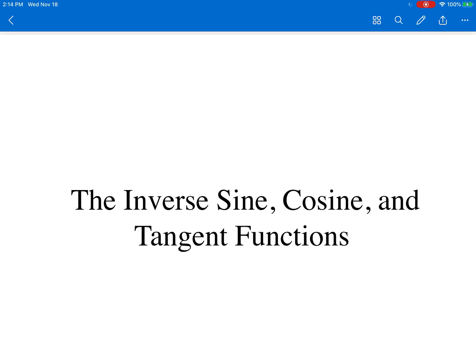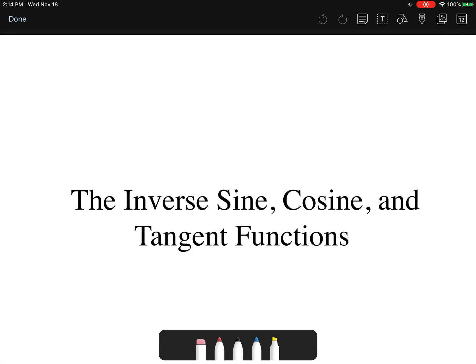Now, we talked a little bit about inverses earlier, I believe in chapter 2, where we switch the x and y, and the domain of the function becomes the range of the inverse, and the domain of the inverse function becomes the range of the original function. Well, inverse functions are very important, and here is why. Because they allow us to undo, basically, so to speak, the sine, cosine, and tangent. They allow us to find angles.